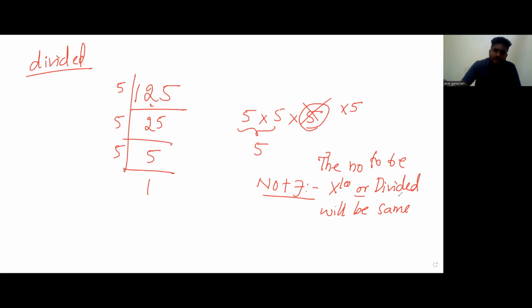Okay. Then if the question was for cube root, then the answer will change. Only in the case of cube root, the answer will change. What will it become if it is cube root? Let us say we are finding the cube root of 625.